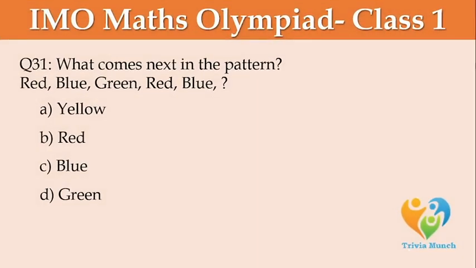What comes next in the pattern? Red, blue, green, red, blue, dash. Option A, yellow. Option B, red. Option C, blue. Option D, green.